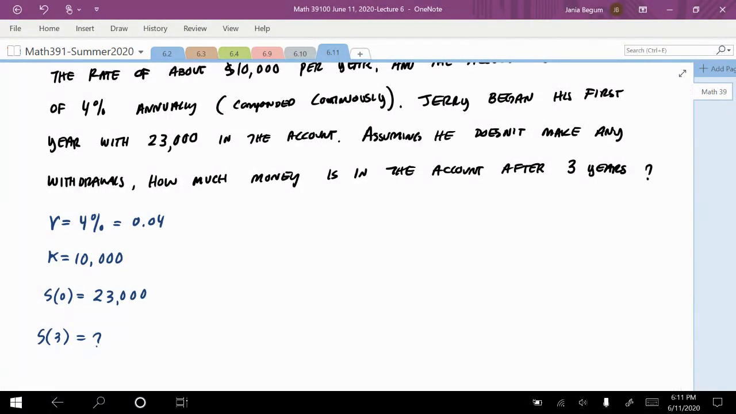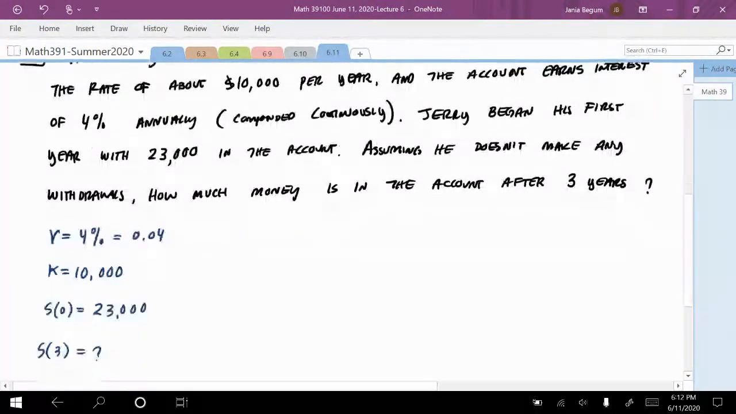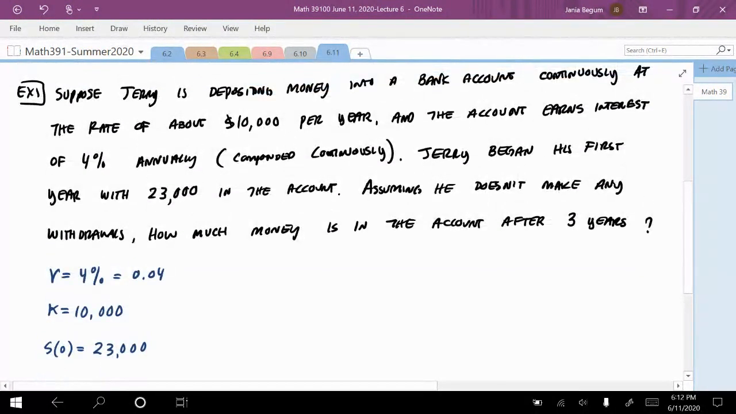Professor? Yeah? Is the K a continuous deposit or withdrawal? Is it a continuous thing or is it like a one-time? So this is how much he takes out every year. Okay. Yeah. So just one shot, he's going to take it out. I mean, so for the K in every problem would be a continuous deposit? Yes. So in this case, it's going to be deposit. Okay. So it's going to be a plus. Okay. Got it. Okay. All right.